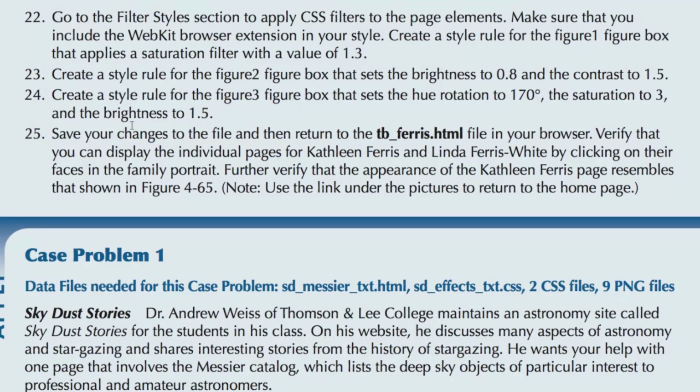Okay, and then step 24 here, we'll create a style rule for figure 3. We're going to set the hue rotation to 170, so that means you're shifting the base color, the hue value of the image, and then we'll apply a saturation value to 3, so that's like 300%, and a brightness to 1.5, so increasing that to 150%.